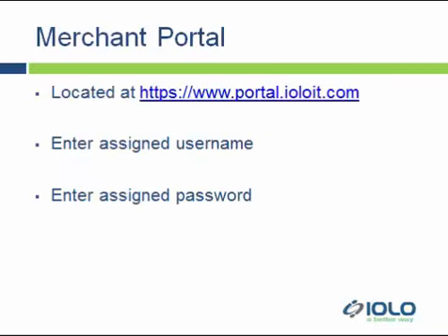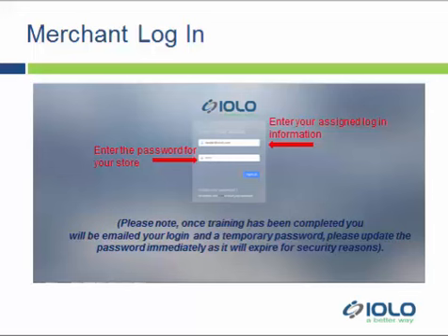You can log into your merchant portal by navigating to www.portal.ioloit.com. Once there, enter your assigned username and password to access the system. This is what the login screen of Merchant Portal will look like. Simply log in with your assigned username and password for your store. Please note that once training has been completed, your login and a temporary password will be sent via email and your welcome kit will be sent to your store location.